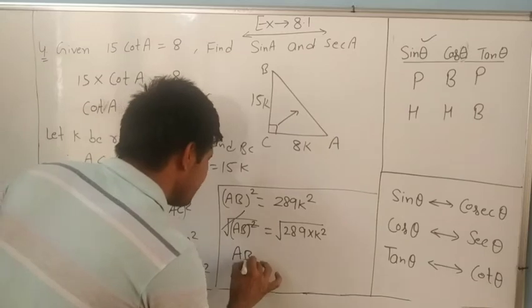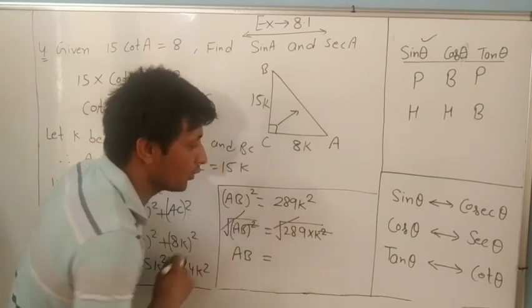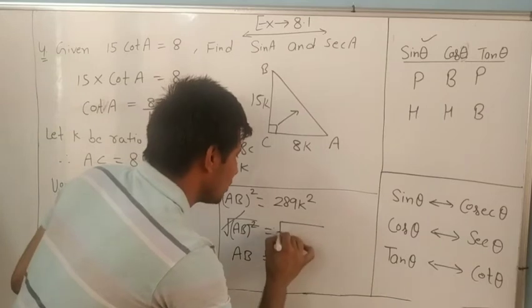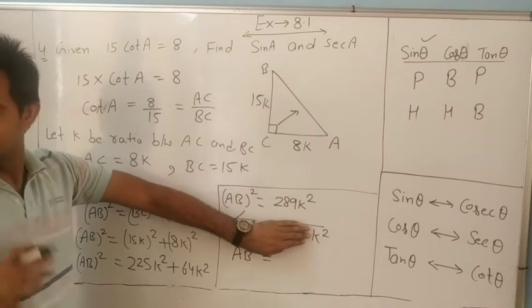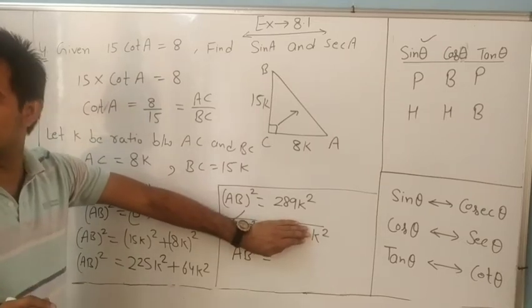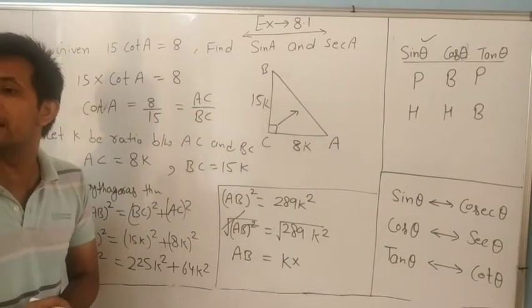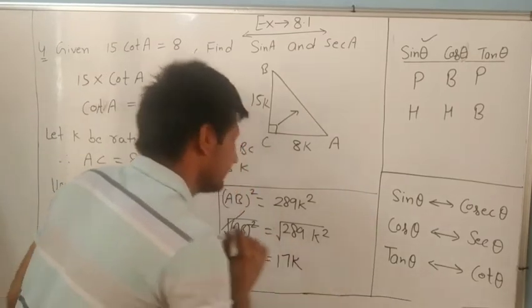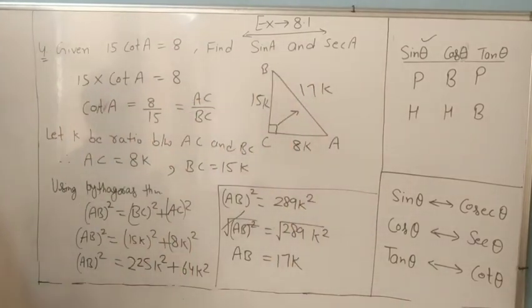So it means AB. Now dear, look at it, don't remove like this, square cancels square root, because this is the square root of both numbers, not only k square. So if we take the square root of k square, what does it become? It is k. And the square root of 289 is 17. So it becomes 17k. Understand here? So please note it down.